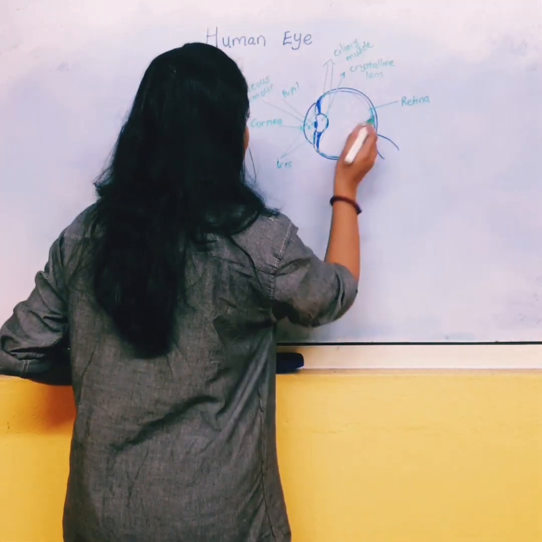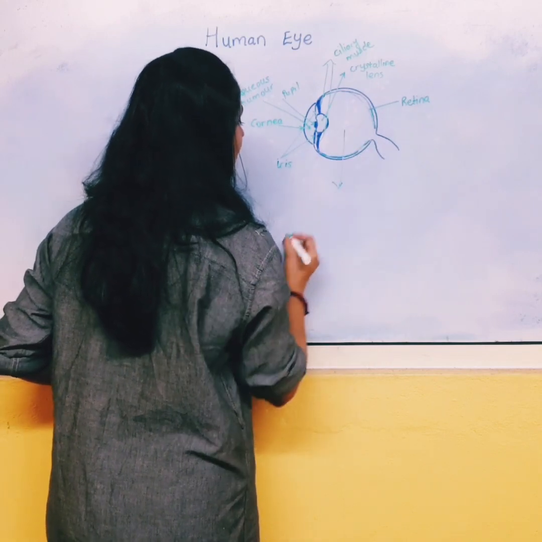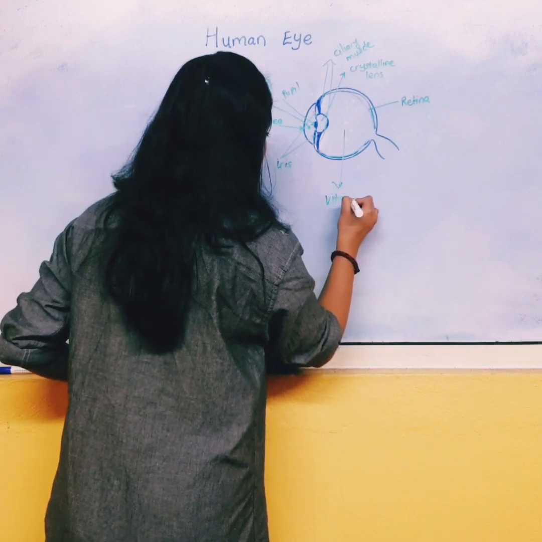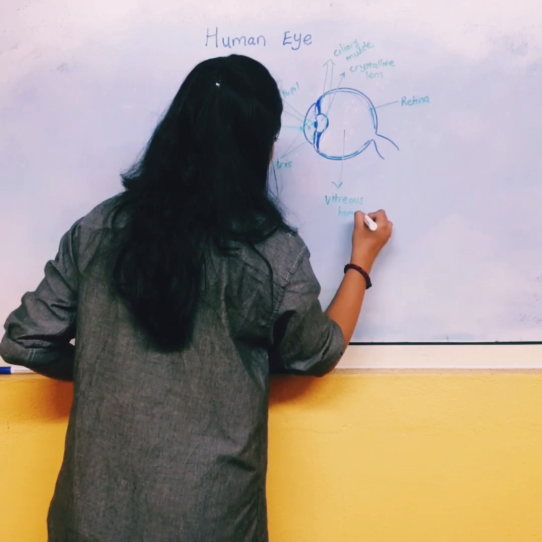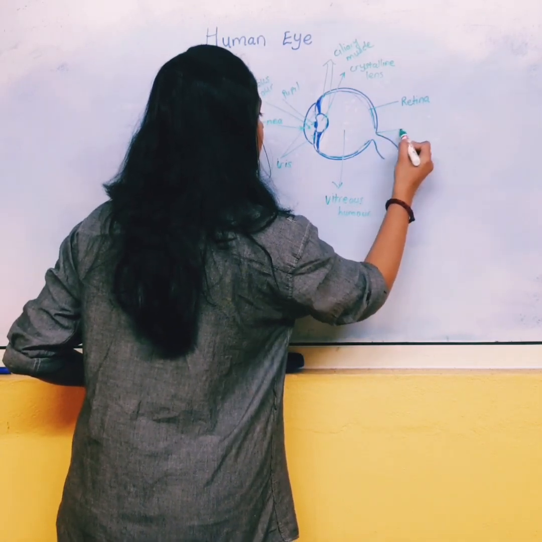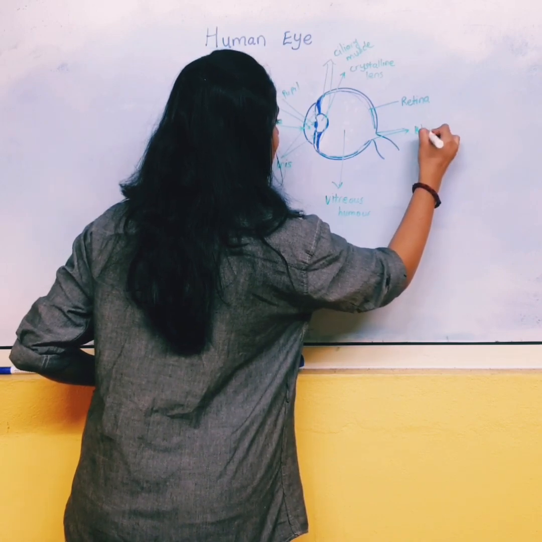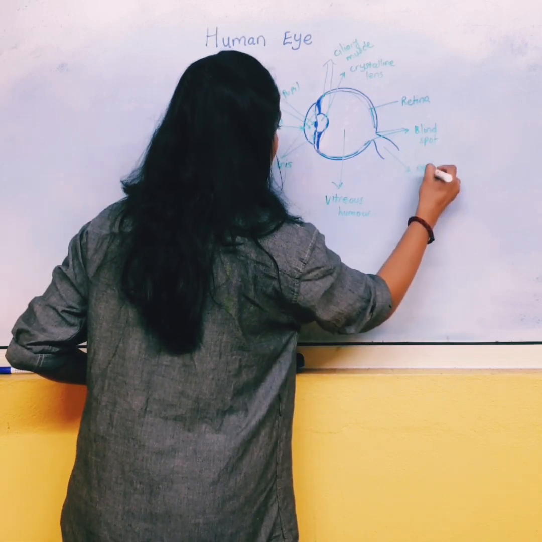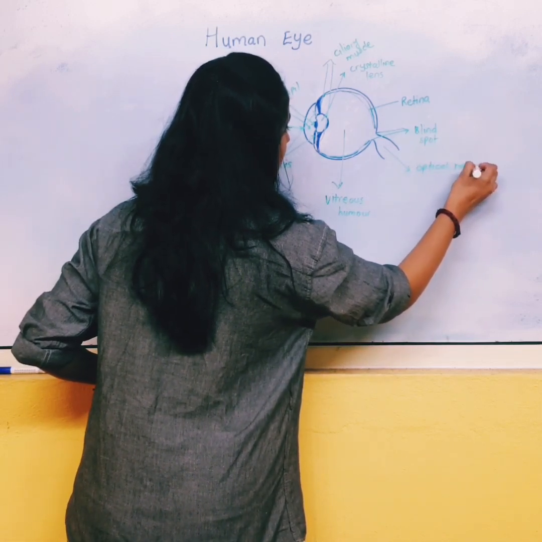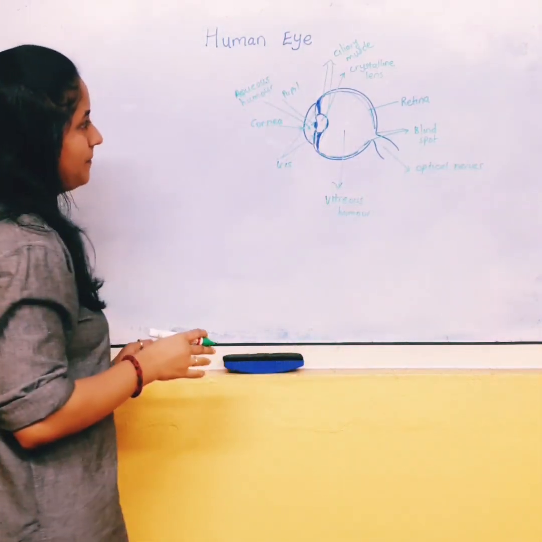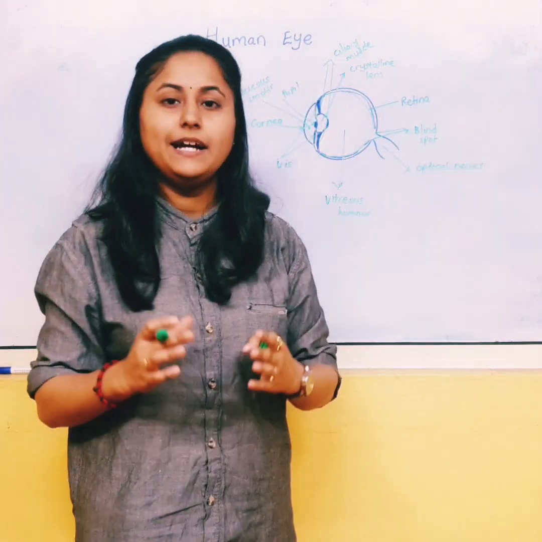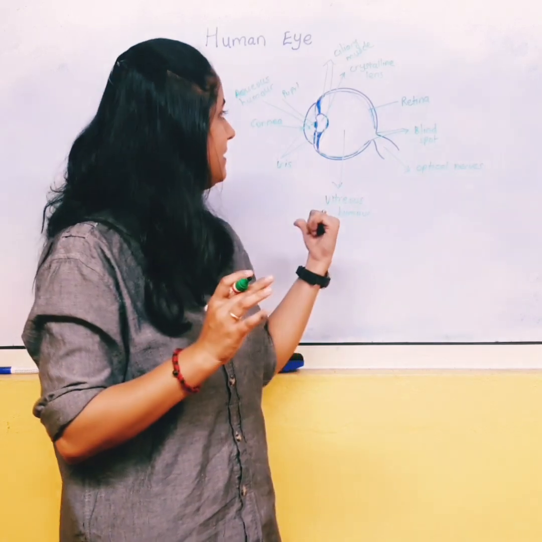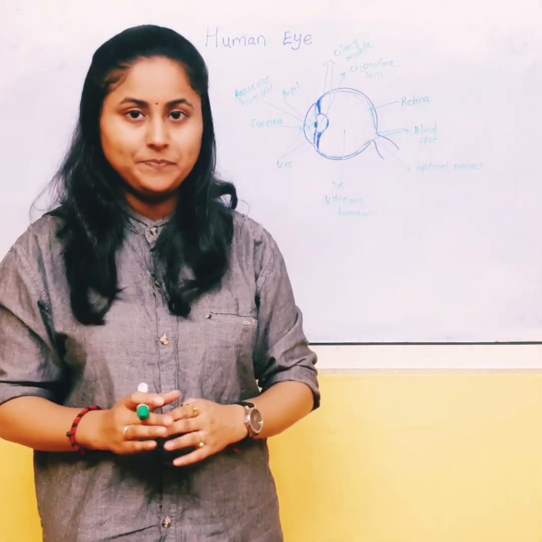Next, before the retina, this particular part is known as vitreous humor. And here, these two spots are known as the blind spot. Again, this part is known as the optic nerve, through which all the connections meet the brain. So this is the entire diagram of the human eye which is given to you in the textbook. So learn all the parts and we will learn their functions in detail.